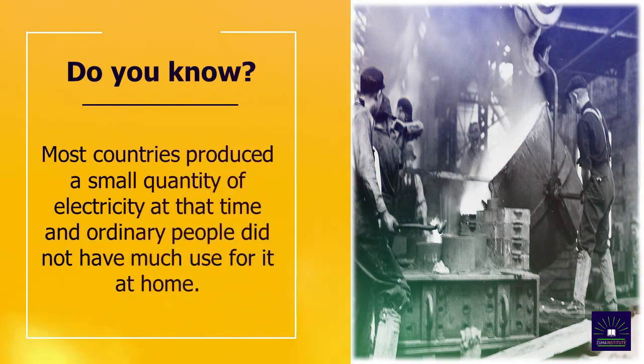Now, alhamdulillah, we have completed the activities and we are about to finish this lesson. But before finishing this lesson, I want to tell you something interesting. The fact is that in the early 19th century, most countries produced a small quantity of electricity. Ordinary people, I mean common people who were not rich, were not able to use electricity in their homes. Electricity was used only in offices and factories.